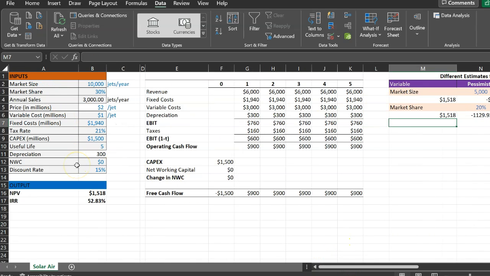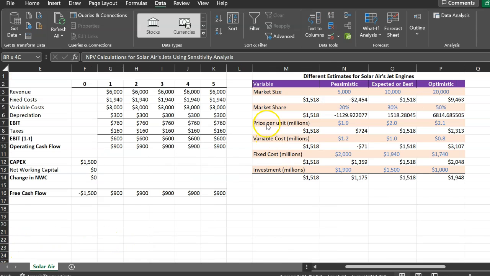You can have a pessimistic number and an optimistic number for any of these inputs, and this is what I'm going to do next. If you take a look, I've determined different values for price per unit, for variable cost, for fixed cost, and for initial investment like the CapEx. Our baseline number was 1.5. What if in the pessimistic scenario it is 400,000 more, or in the optimistic scenario, maybe it's 500,000 less? So this is showing you how your NPV would change.